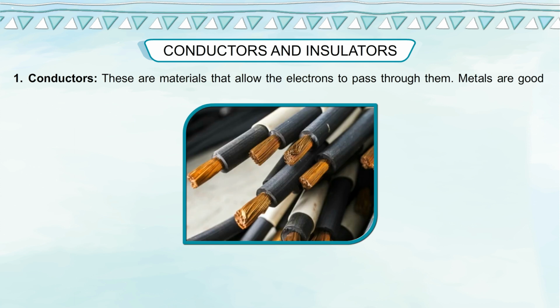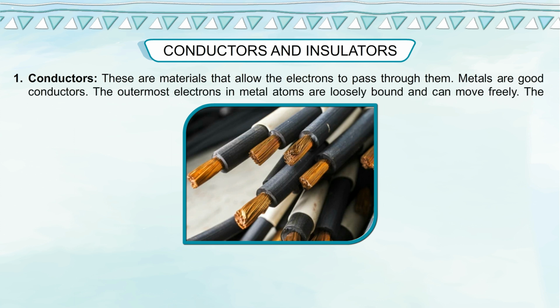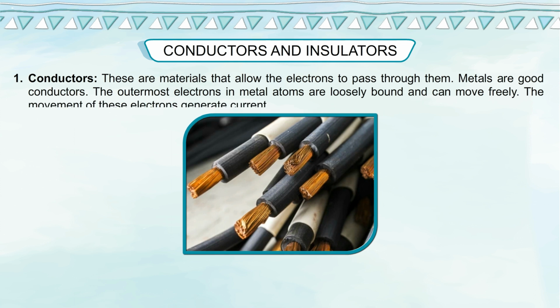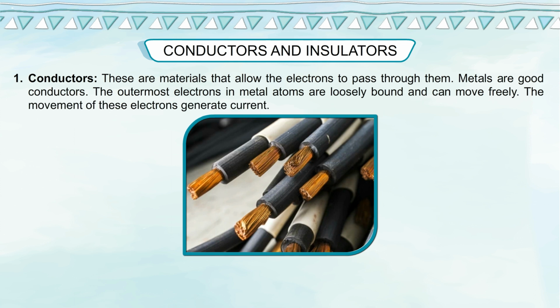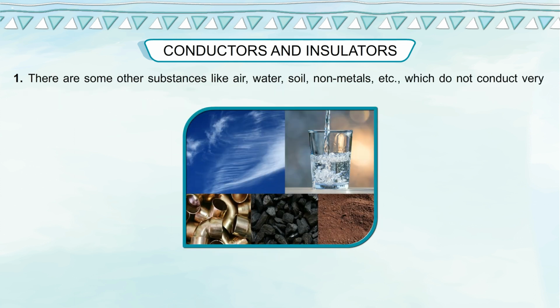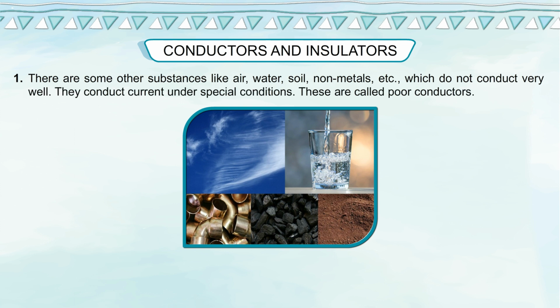1. Conductors. These are materials that allow the electrons to pass through them. Metals are good conductors. The outermost electrons in metal atoms are loosely bound and can move freely. The movement of these electrons generates current. There are some other substances like air, water, soil, non-metals, etc., which do not conduct very well. They conduct current under special conditions. These are called poor conductors.